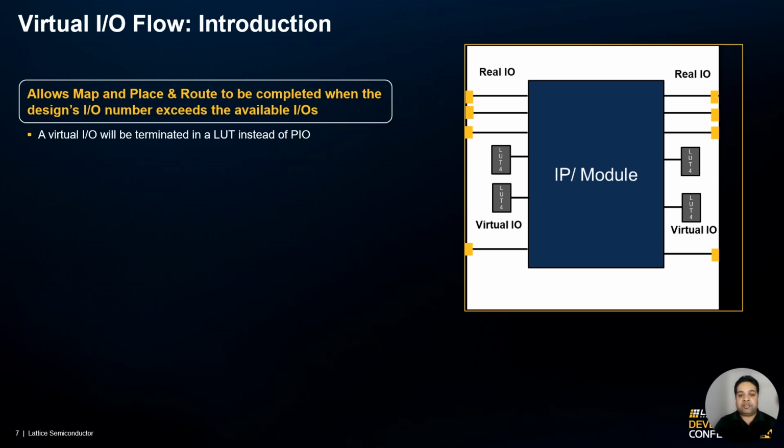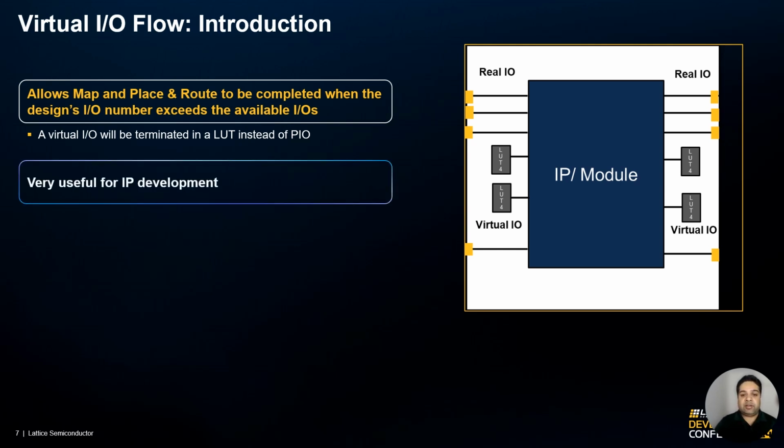Instead of being connected to a physical pin, a virtual I/O will be terminated in a lookup table, thus allowing you to complete the map and place and route process. This process is very useful for IP development. This feature is great for IP development because it allows you to accurately evaluate the performance and resource utilization of your IP modules, even when the physical I/O resources are limited. This setup allows for accurate evaluation of IP resources and performance, ensuring that you can test and optimize your design effectively.